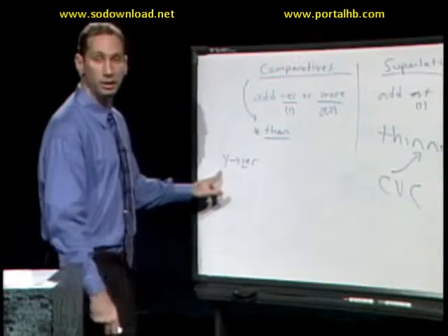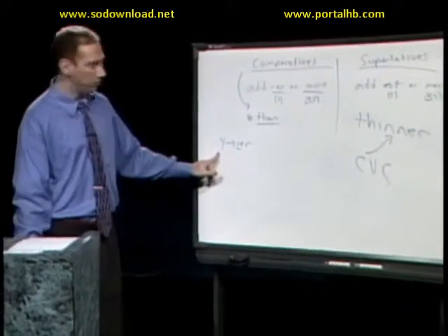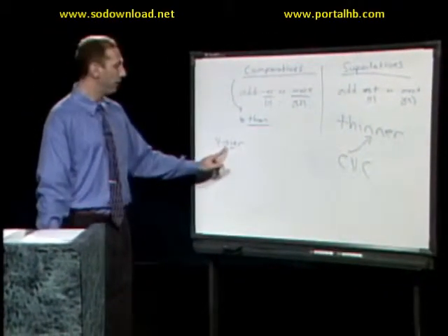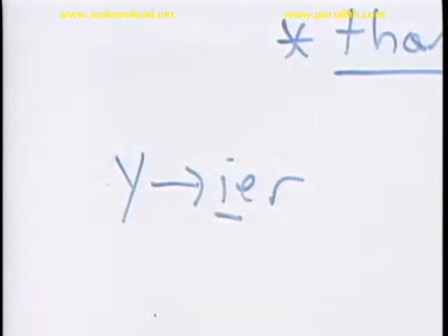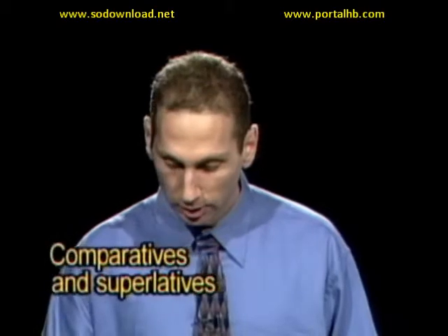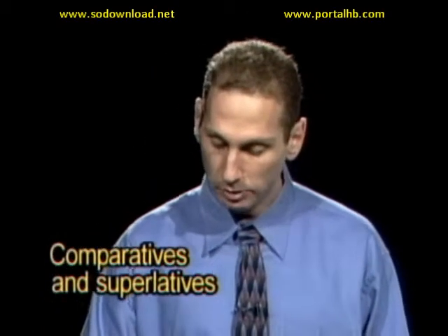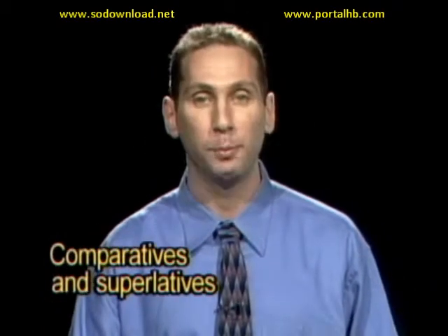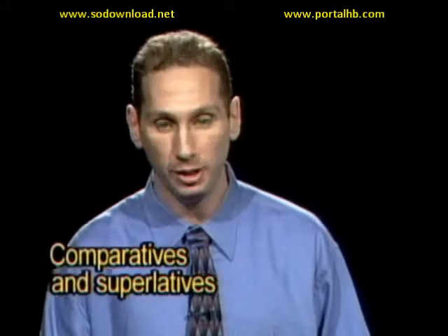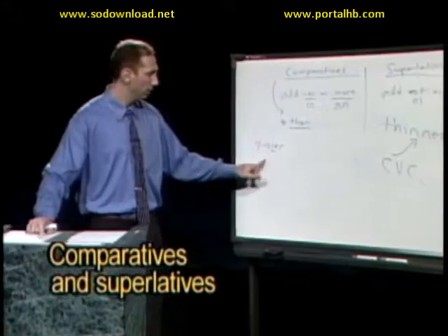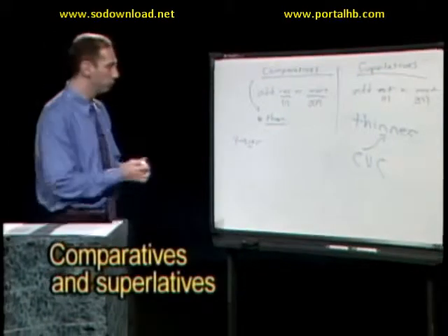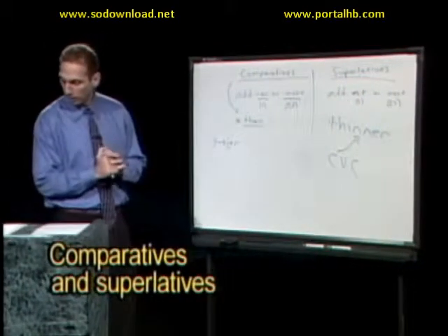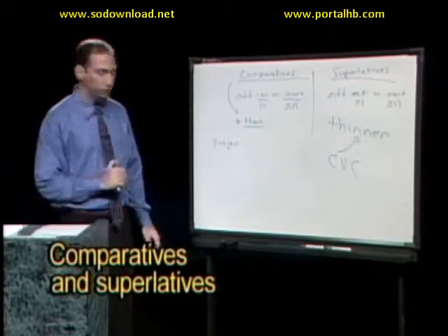Now, there's another thing here. We explained in number 3 that Y's change to I's before you add your ER. That's very important. And I said I was going to come back to number 15. That was the same thing. Same rule. Big becomes bigger. Double the G. Now, there's also another thing that I was reminded of while I was going over this with you that I want to show you because it's very important. There was cheap, number 19.